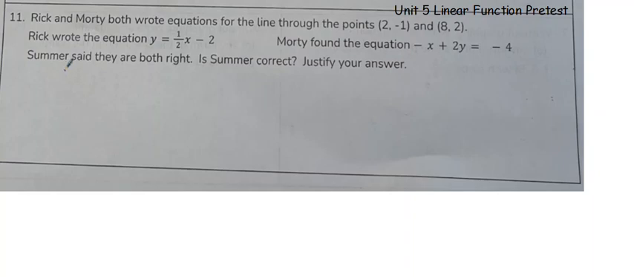So Rick and Morty both wrote equations for the line through the points (2, -1) and (8, 2). Rick wrote the equation in slope-intercept form, y equals 1/2 x minus 2, while Morty found the equation in standard form, -1x plus 2y equals -4. Summer, the third person, said they were both right. Is Summer correct? Justify your answer.